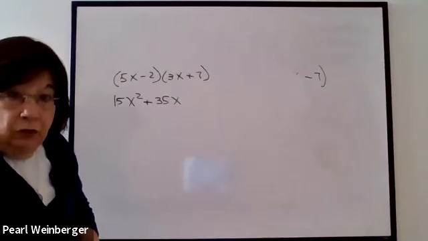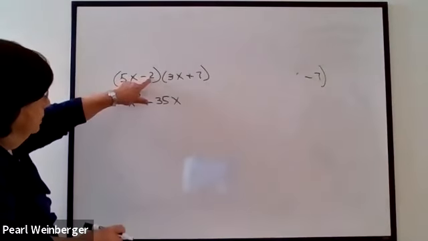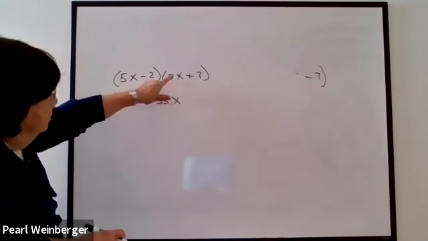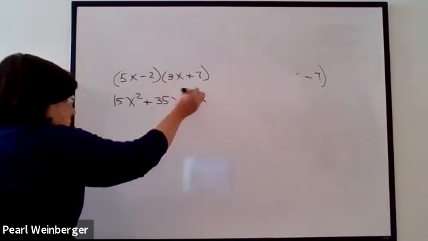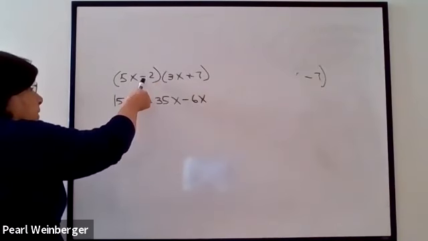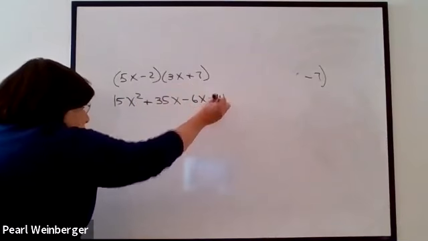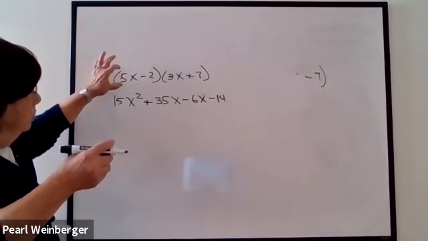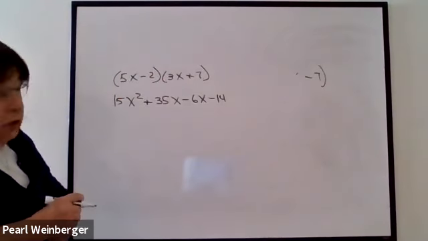I now have to go on and multiply everything by the second term, which is negative 2. So I'm going to take the negative 2 and multiply it by the 3x, which will give me negative 6x. And then we'll do negative 2 times 7, which is negative 14. If you notice, we got 4 terms because we multiplied 2 in the front times 2 in the second parentheses.